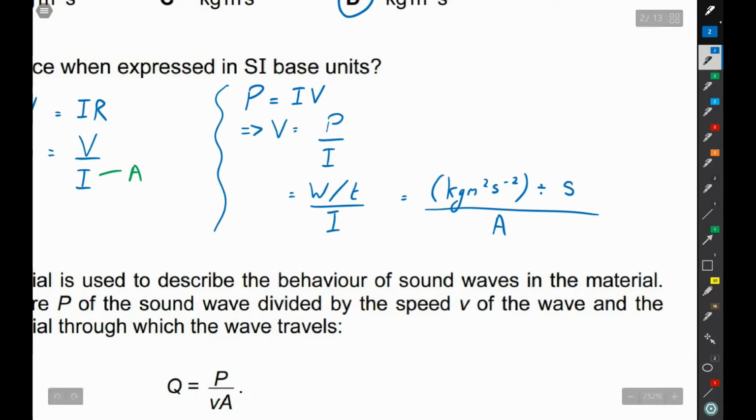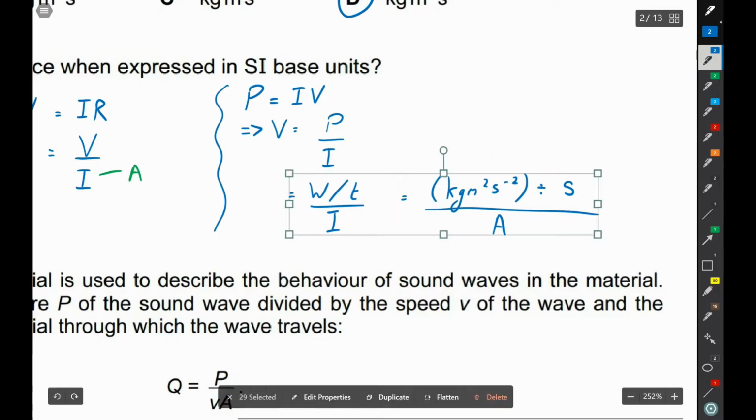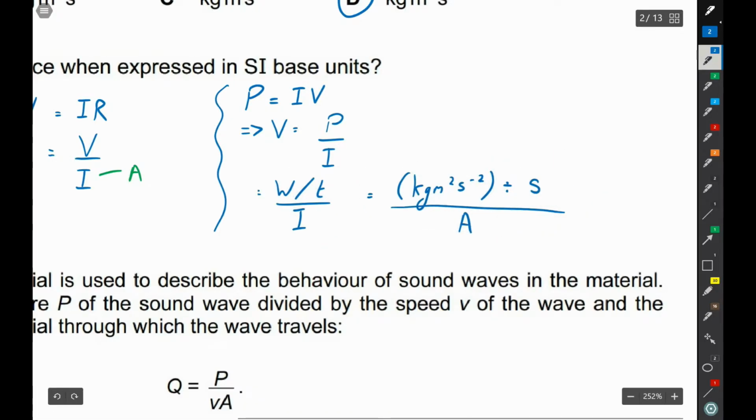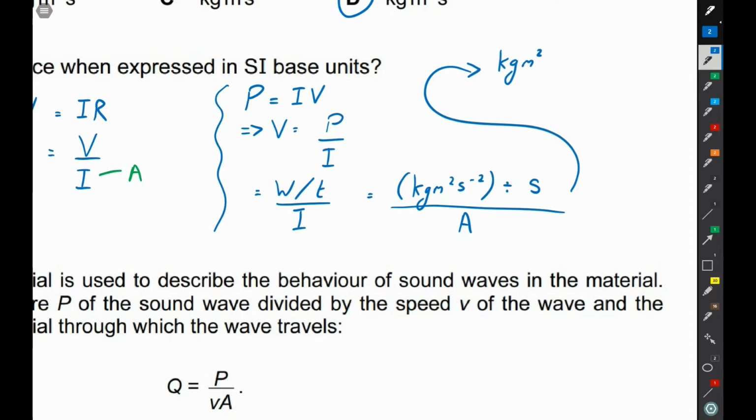So I'm gonna simplify this. Let me move this a little bit to the left. So right, I'm gonna simplify it right here. So kg m2, now s minus 2 है और वो डिवाइड हो रहा है एक और s से, so this is gonna become s minus 3 and ampere is gonna come ऊपर in the numerator, so this is gonna become A minus 1. ठीक है.